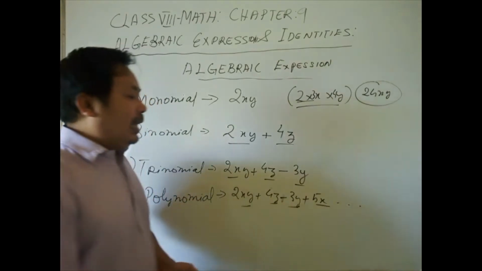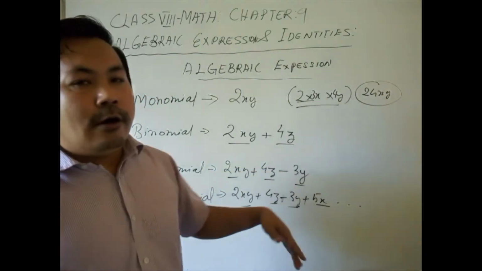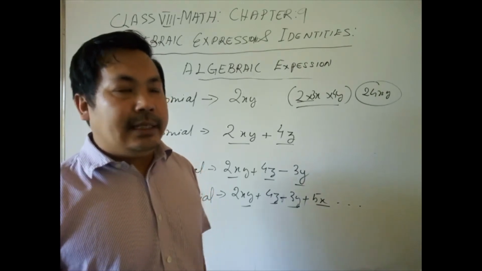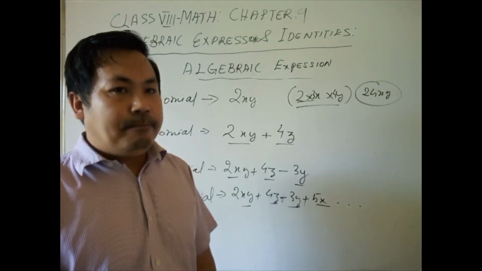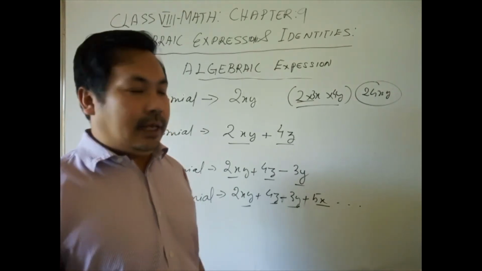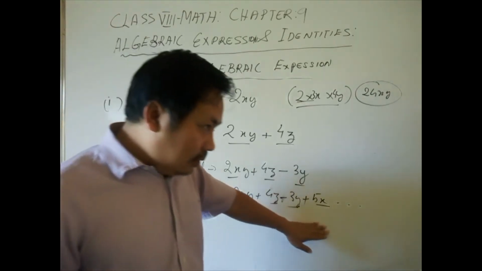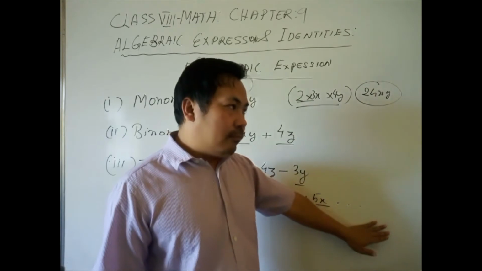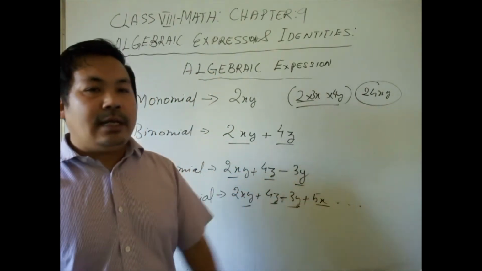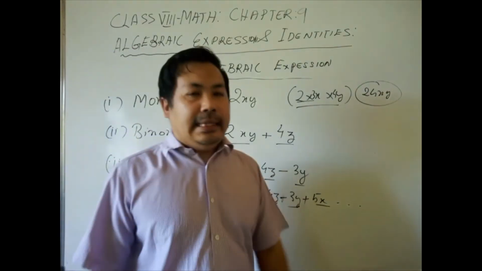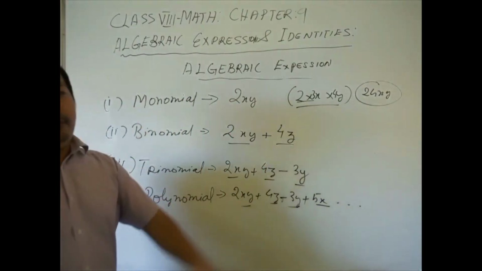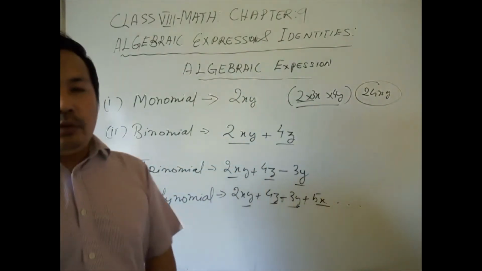If you find that more than 3 or more than 4 or more than 5 terms are there in a given expression, then that algebraic expression is called a polynomial. Poly means many, so this is what you have to understand.